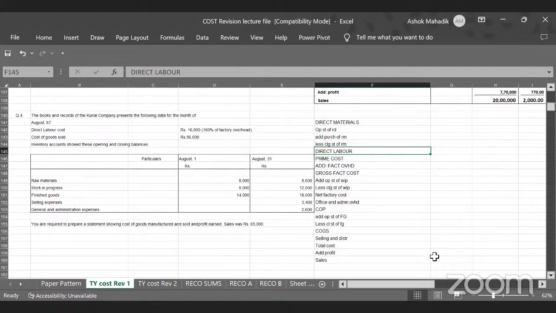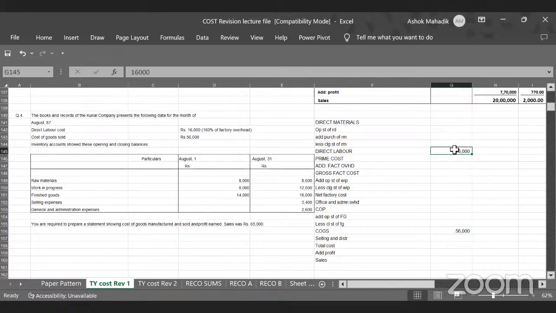Okay, so let us fill in whatever is available to us. From the beginning I'll start. Direct labor cost is given 16,000. I'll put 16,000 here. Okay, you can solve if you want, otherwise you solve it later on. Just pay attention. Then cost of goods sold is given 56,000. Cost of goods sold, yeah, this is 56,000. Okay, what else is given? Opening stock of raw material is 8,000.